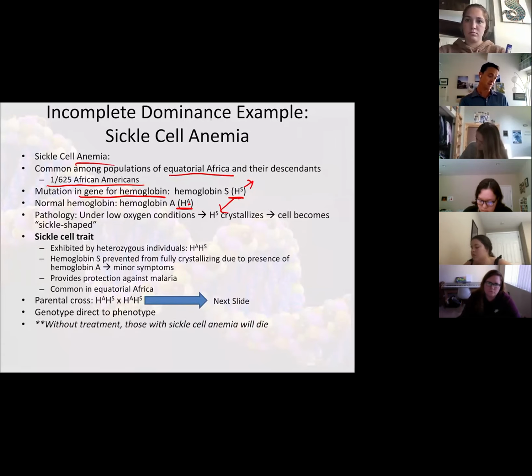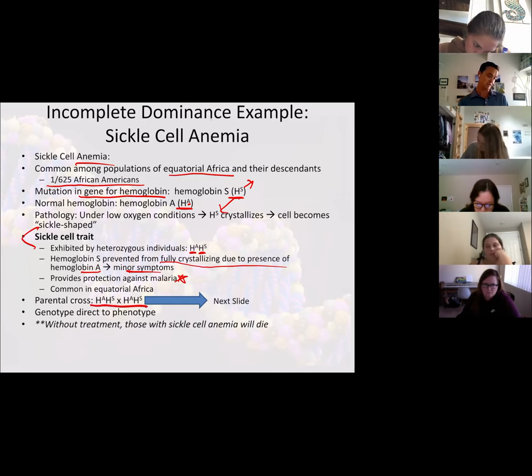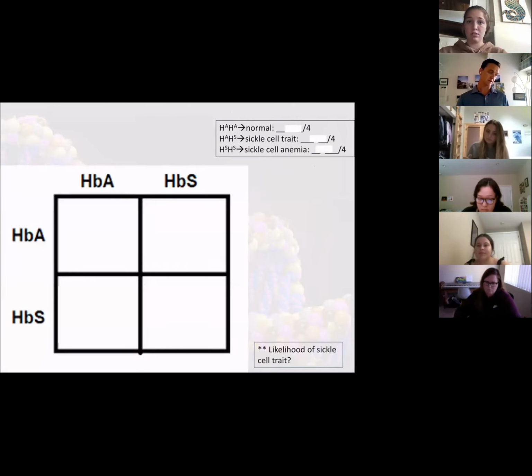Okay, but then the thing in between is called sickle cell trait, and this is when somebody is heterozygous. Okay, so they've got one normal and one with the actual disease genotype. So they don't fully crystallize due to the presence of the other hemoglobin that's normal. Okay, and so they may have minor symptoms, but what we know is that having sickle cell trait actually protects these people from malaria a bit. Okay, so we're going to do this parental cross on the next slide. Okay, so two people with sickle cell trait get together, and so we can walk this one together.